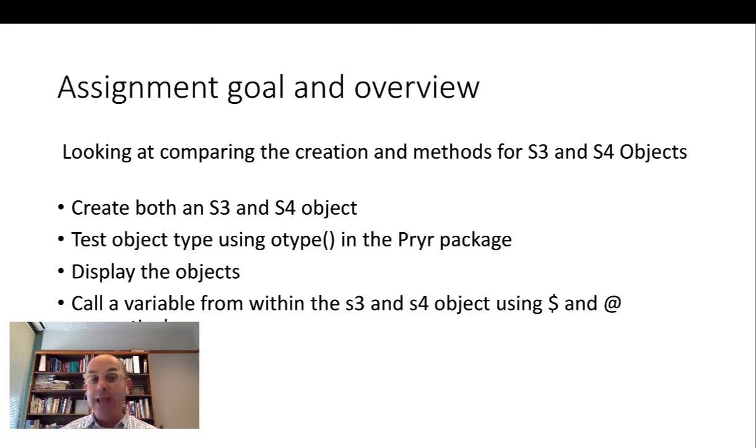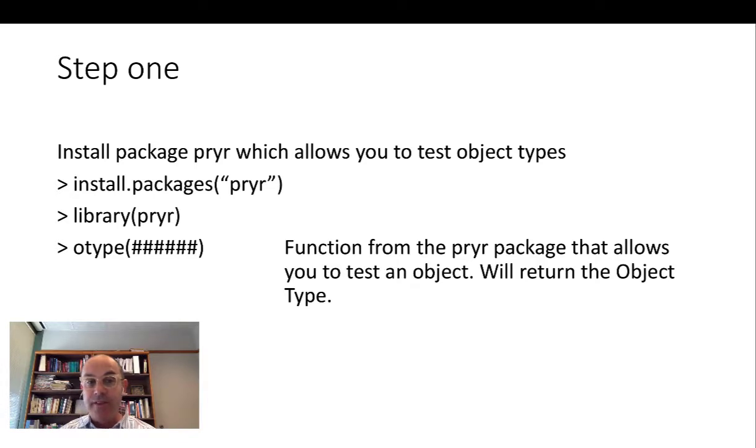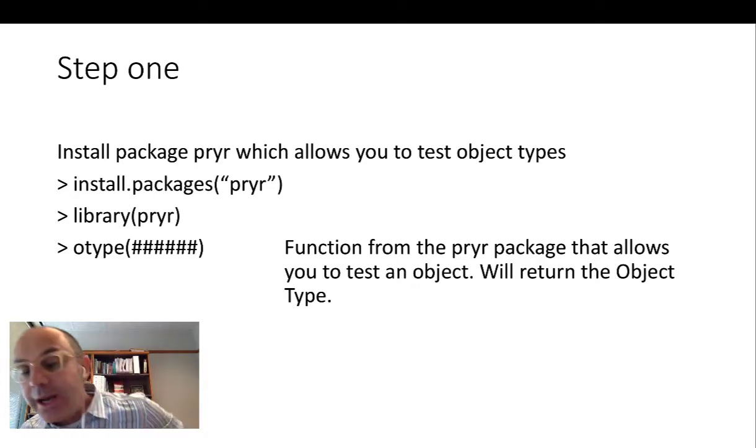So you can create both S3 and S4 objects. You can test the object by typing otype in the pryr package, depending on whether you are using it, and display the object. It also calls for a variable within the S3 and S4 object using the $ sign and the @ sign, and this is one of the things. So I will give you an example.